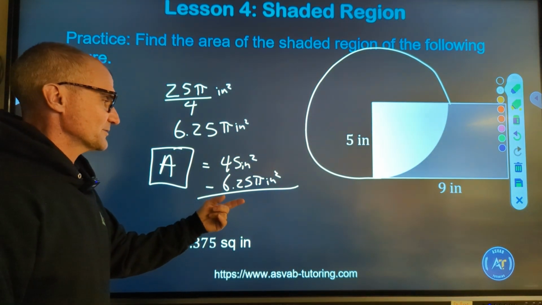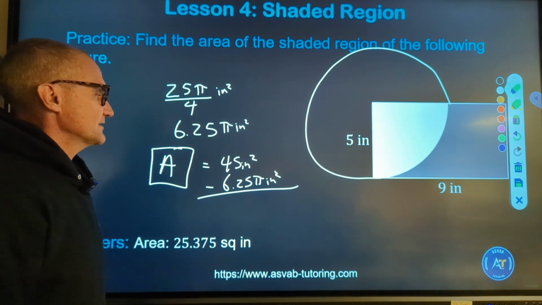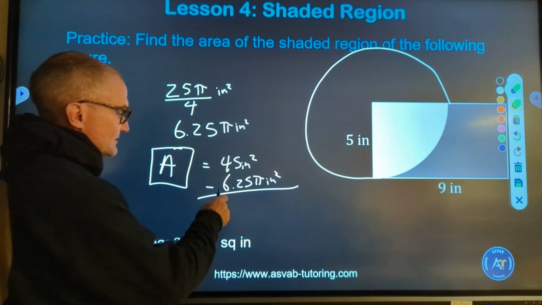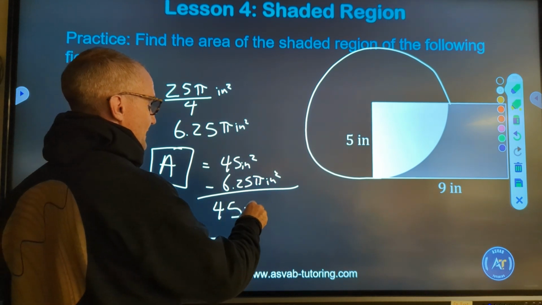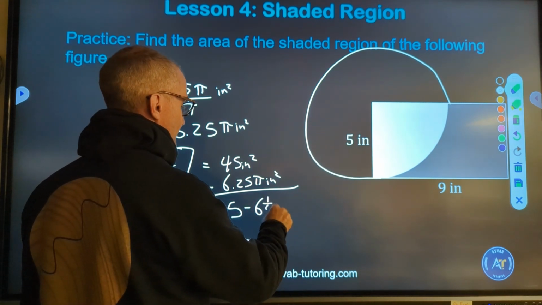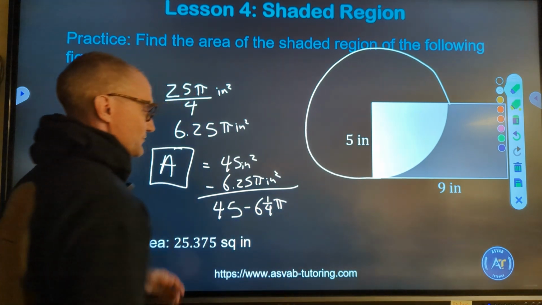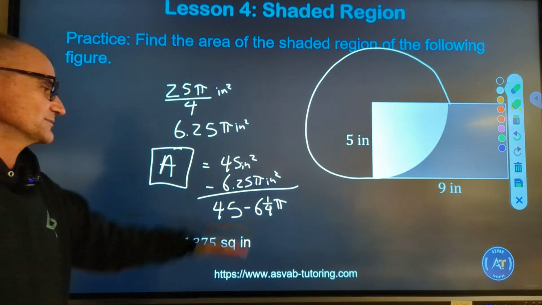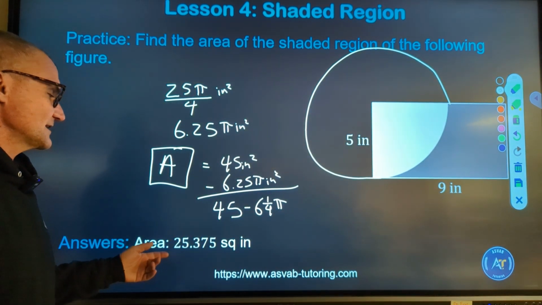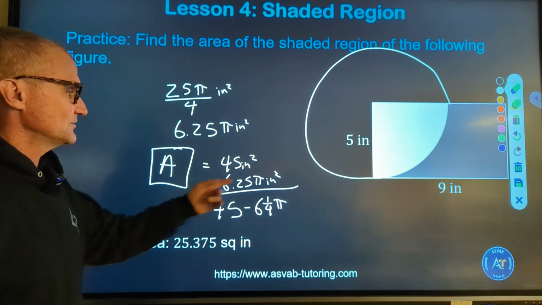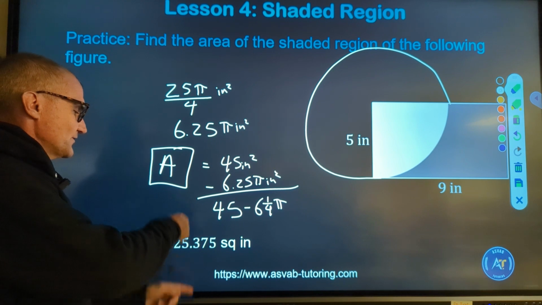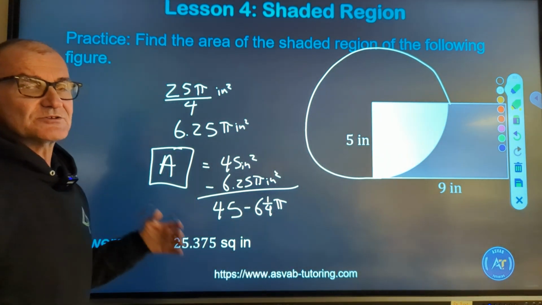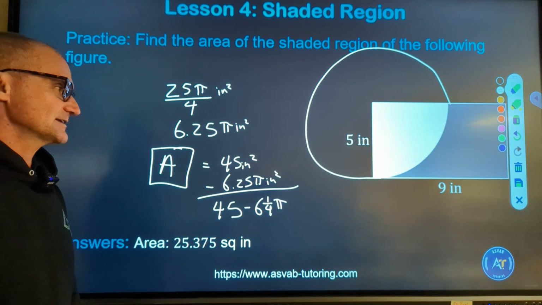So that would be the approximation. You could do the long multiplication if you want, or use a calculator. Or again, you could just leave it as an exact value and have it as 45 minus 6 1/4 pi. If it's a multiple choice test, it'd probably be more like that. Or it would say round to the nearest tenth. You'd use 3.1. And then your other answers would be so far away from this that you'd be able to isolate which is the correct answer.